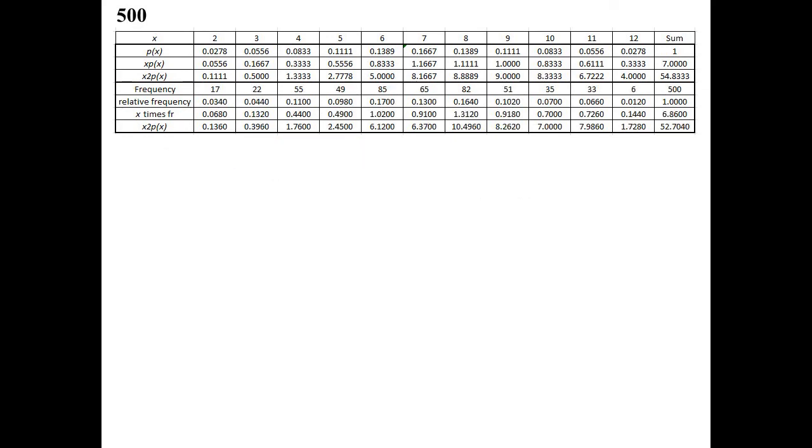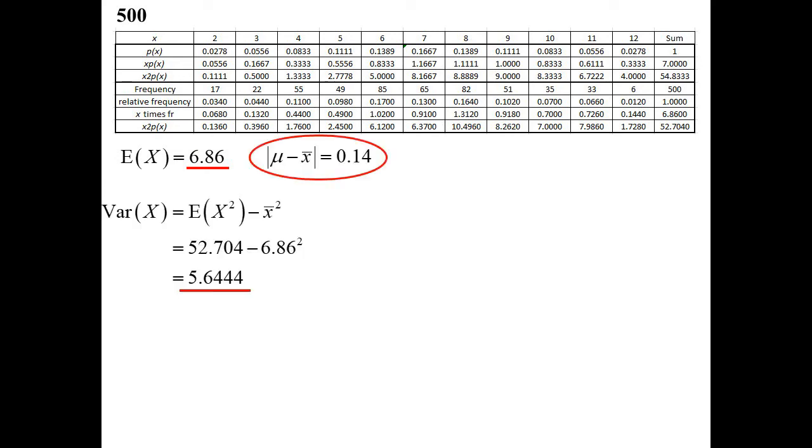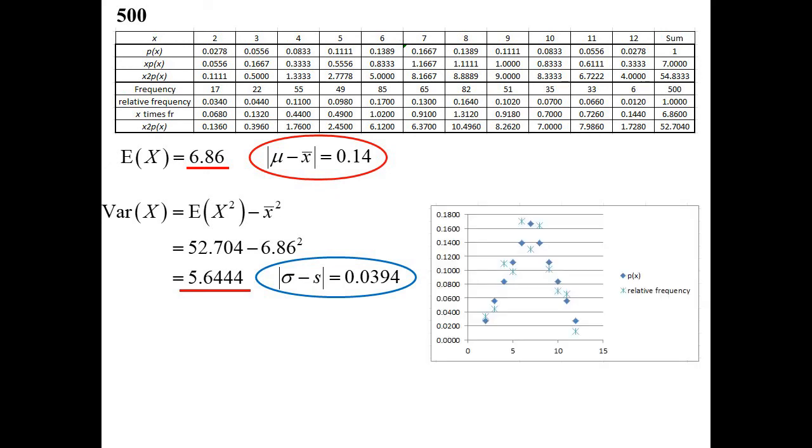500 times, there's what happened. Average 6.86, difference of 0.14. Variance 5.644, difference in deviations 0.0394. Getting a bit closer now. And this is what we would like to see. The more times you do it, these graphs would hopefully fit on top of each other.